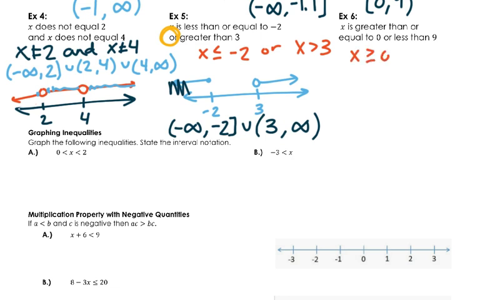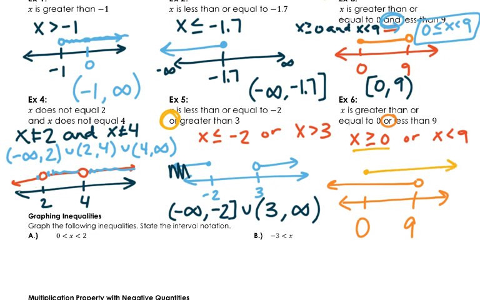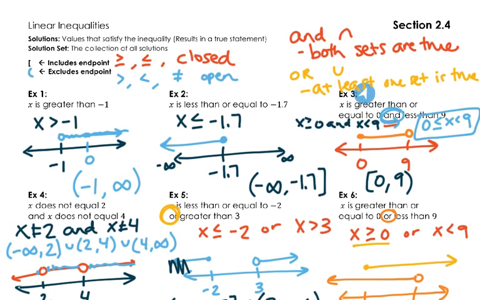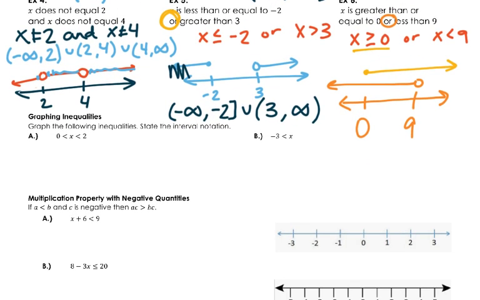X is greater than or equal to 0, or X is less than 9. This is reminding me of the problem above, except the word connecting them is now or. So my working graph should look exactly the same as my working graph from before. Less than 9 and greater than or equal to 0. If I'm looking for or, I'm looking for at least one set to be true. If at least one set is true, the union is true. So over here, the orange set is true.